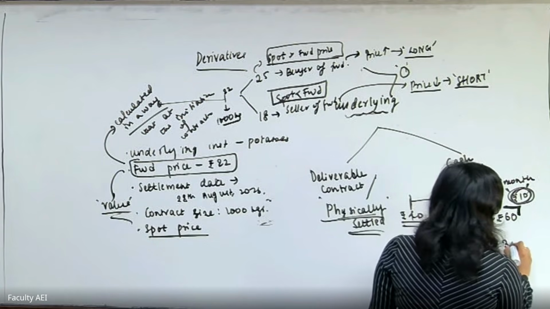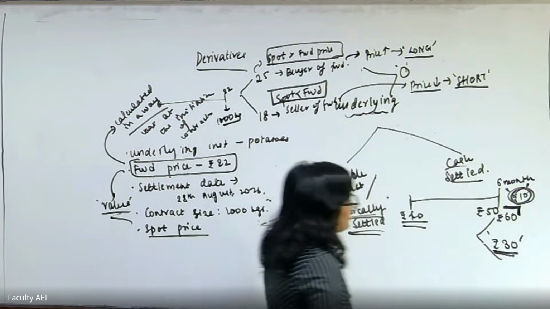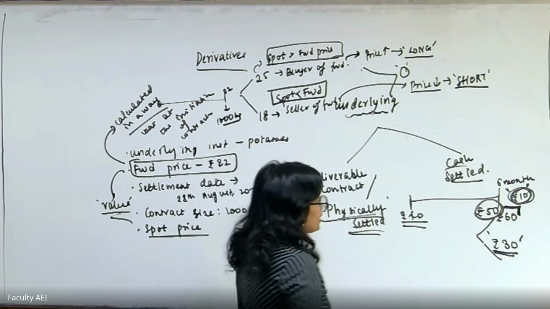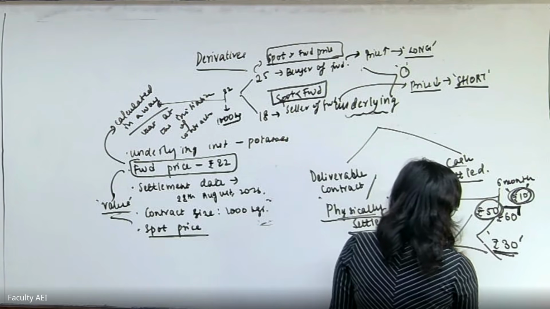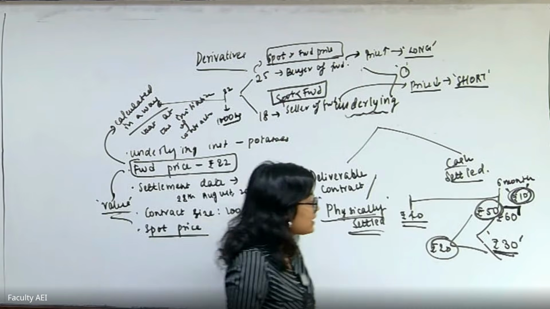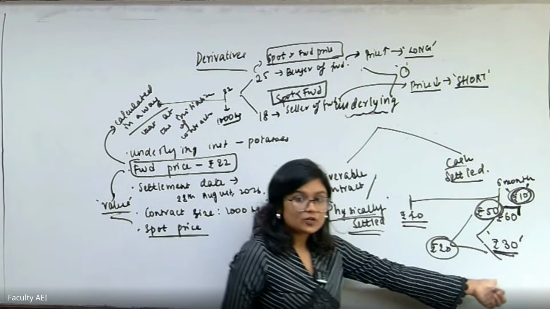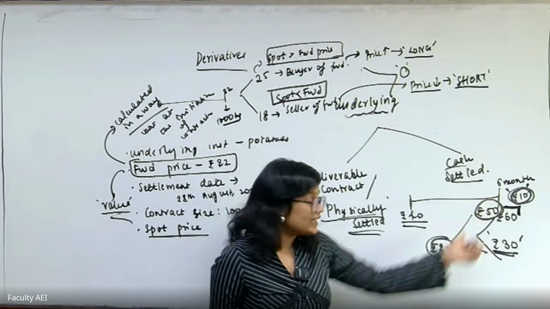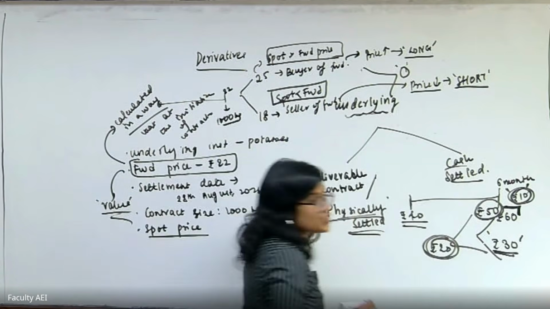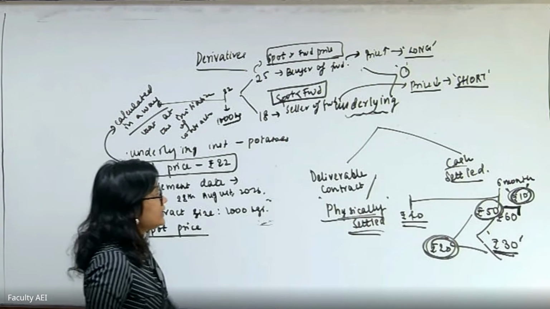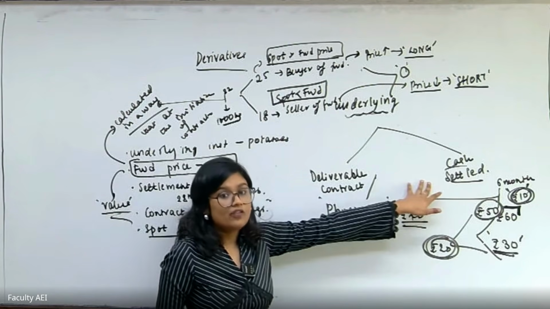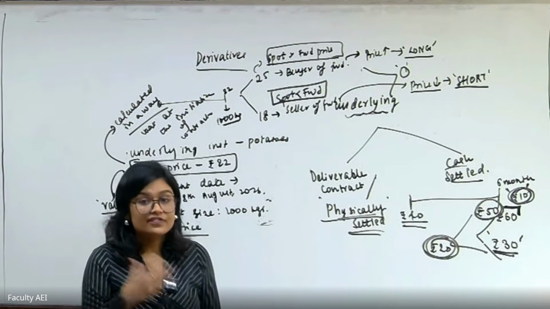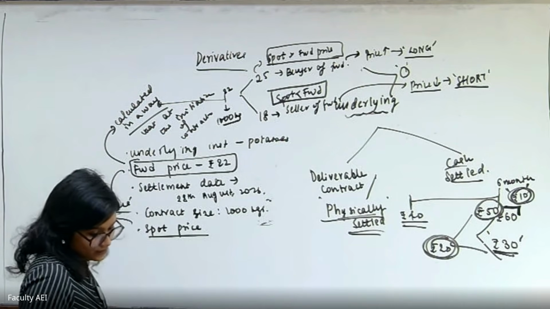If the price falls to rupees 30, where they have agreed to exchange the stock at rupees 50, what is the difference? The difference is rupees 20. The buyer of the forward contract would have been able to buy the stock from the market at rupees 30, but because of the forward contract, the buyer has to buy the stock at rupees 50. So the buyer pays the differential amount to the seller of the forward contract. So in a cash settled derivative contract, the underlying instrument is not exchanged, just the differential in the cash amount is exchanged.